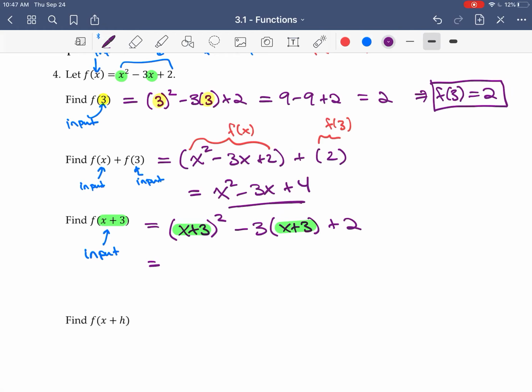So x plus 3 all squared is x squared plus 6x plus 9. And then I need to expand the negative 3 through. So I have minus 3x minus 9 plus 2. And I end up getting x squared plus 3x plus 2 as my f of x plus 3.